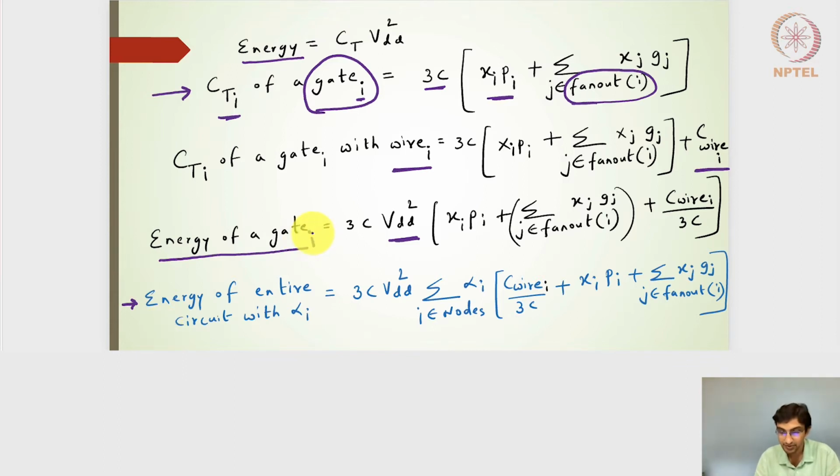Now, if I want to find out the energy of the entire circuit, it will be the summation of i starting from 1 to the number of gates we have in the circuit. This expression talks only about the energy of the gate i. If I want to find out the energy of the entire circuit with the activity factor at each of the output nodes, at each of the outputs of the gates in the entire circuit, then I need to accommodate the alphas also. So in that case, it will be 3C VDD square, and then there will be a summation to accommodate all the nodes in the circuit.